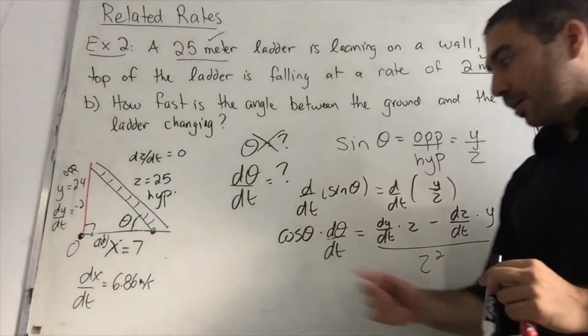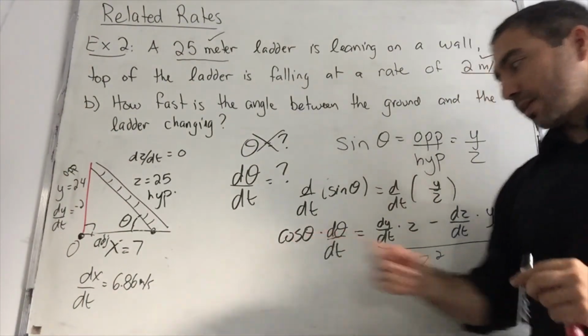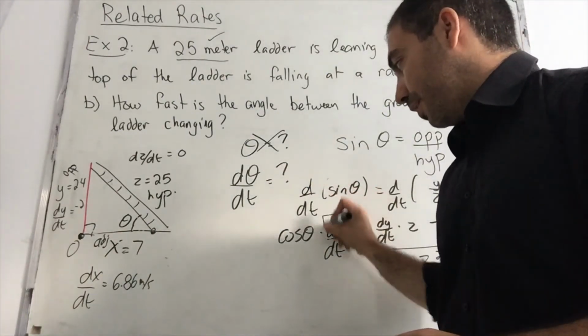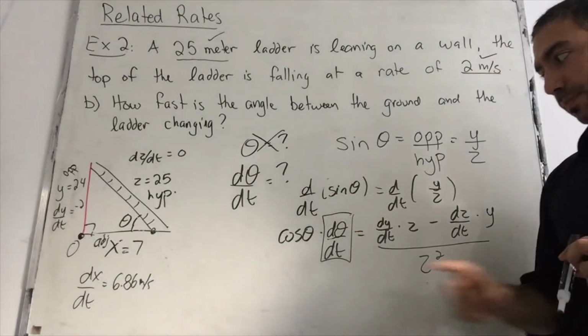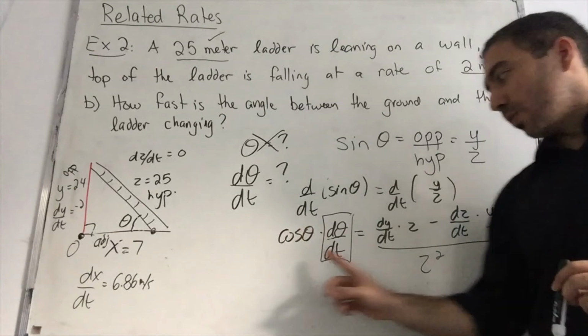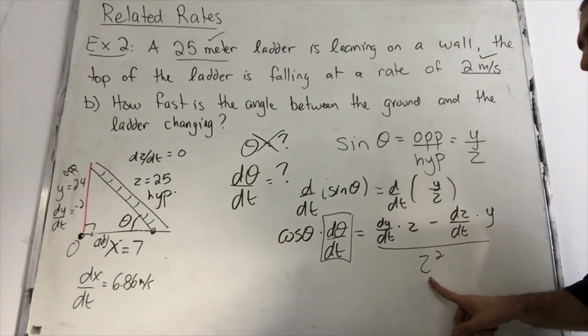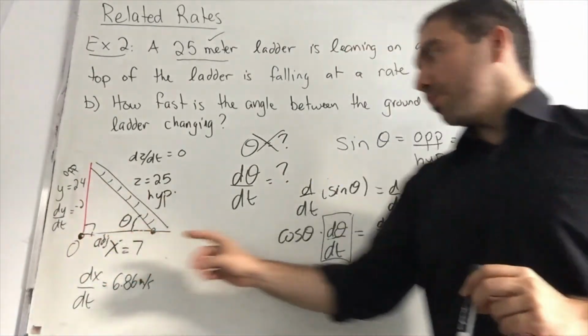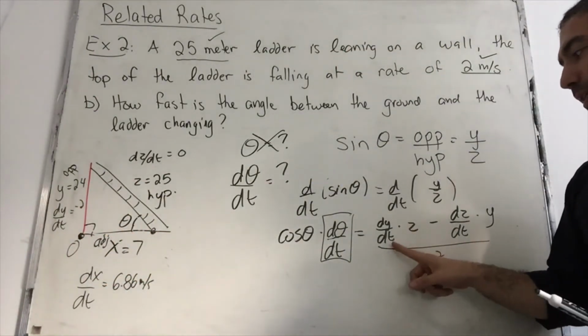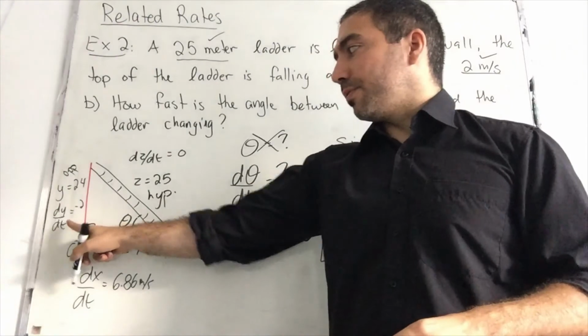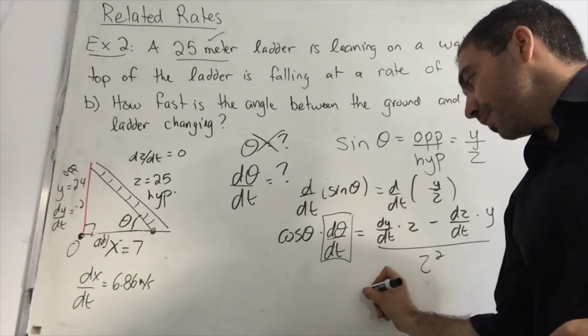So first thing, cos theta. We have to get cos theta because the question is asking for d theta/dt. So that means we have to get cos theta, dy/dt, z, dz/dt, y over z squared. But we have all the information already. We solved it from before. So dy/dt we saw was -2. That was given in the problem, so we could start plugging that in.